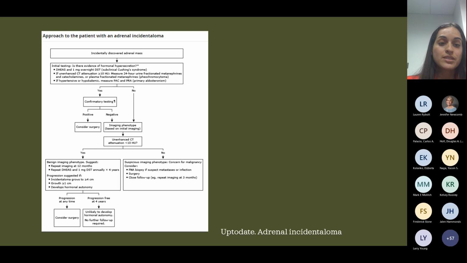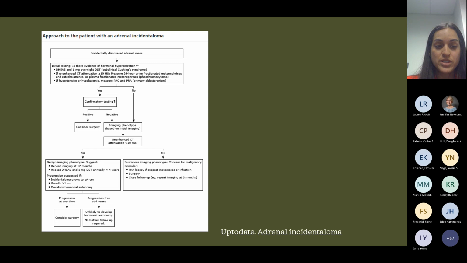If the confirmatory test is negative, then we are going to check the imaging phenotype. And if the Hounsfield units are lower than 10, then we are talking about a benign imaging phenotype, and we can repeat the imaging studies in 12 months. And then the workup for hypercortisolism, we can do it every year up to 4 years.